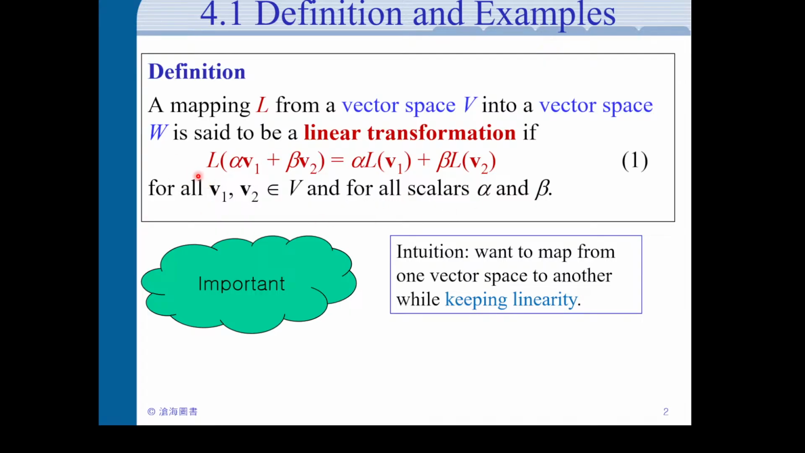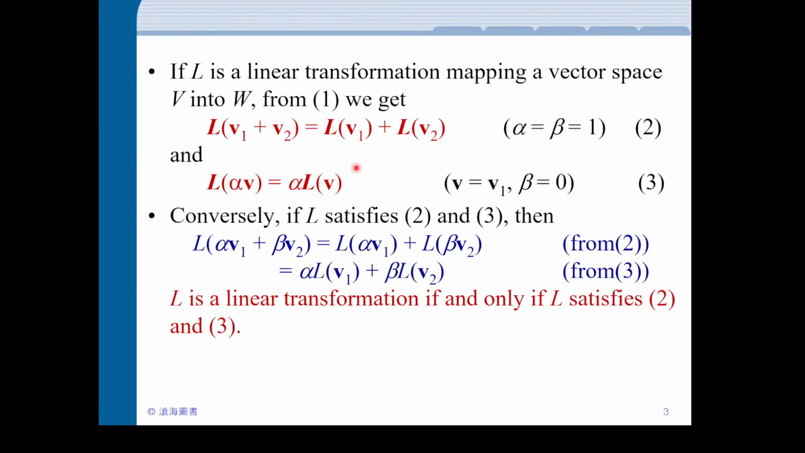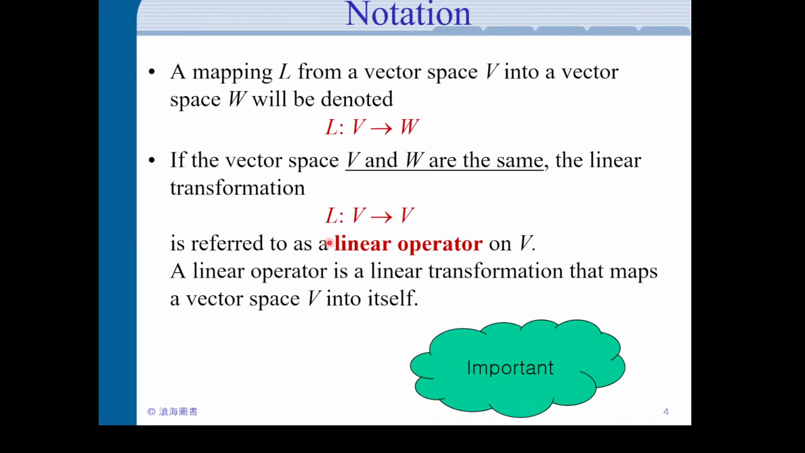You can write this linear transformation property either in this way, in just one sentence, or you can break the linear combination into two parts. You can say the mapping respects the addition and respects the scalar multiplication. You can check either these two, or you can just check this one. They are equivalent.